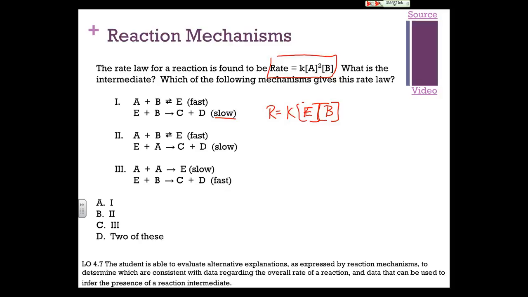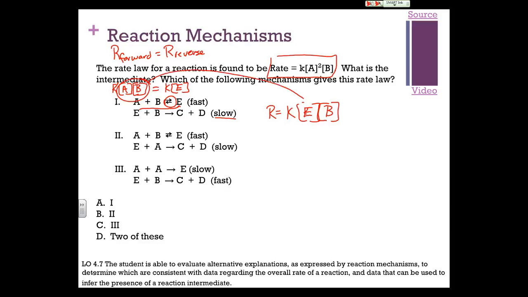So we go from where the intermediate was formed, so that is step 1. It is fast and it's at equilibrium. So that means the rate of the forward reaction is equal to the rate of the reverse reaction. Rate for the forward reaction would be the constant K times the concentration of A times the concentration of B. And the reverse reaction would be K times the concentration of E. So the concentration of E is equal to the concentration of A times B.